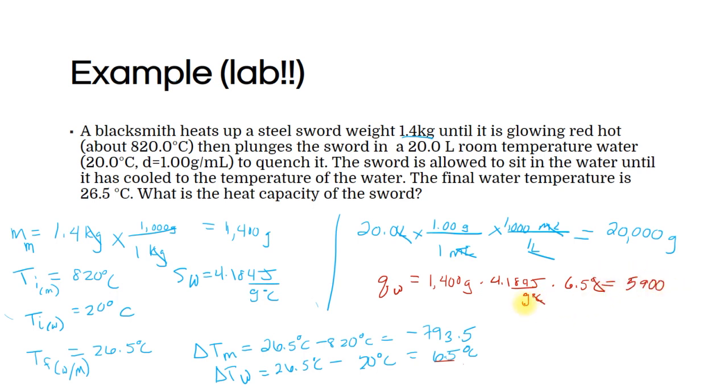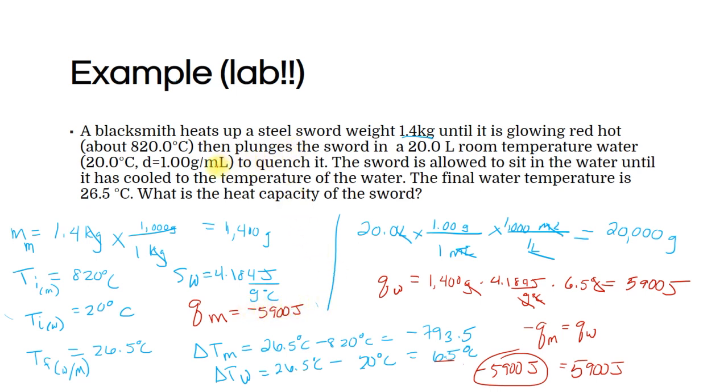And Celsius cancels, grams cancel, so I'm left with just joules. Okay, so that's the heat that was absorbed by the water. It's going to be equal but opposite to the metal, right? So if we got 5,900 joules for the right-hand side, the left has to be negative 5,900 joules. That's not really an answer, but it helps us get there. So that's the heat of the metal, and it equals this many.